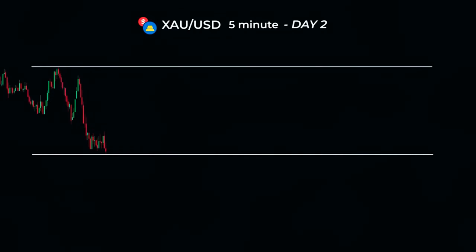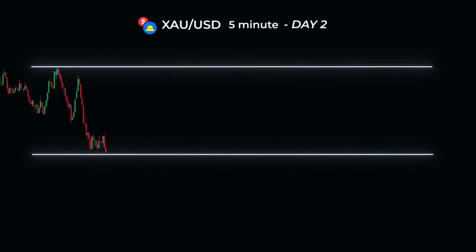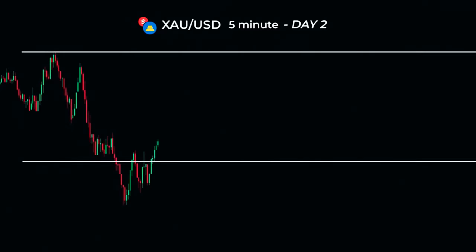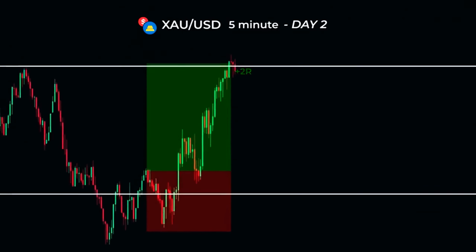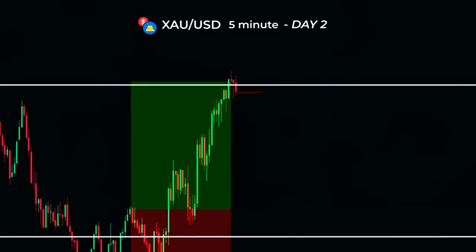Moving on to the next day, we had the 4-hour range marked. Price broke below the range low, then re-entered, which gave a long setup. Stop loss is set at the lows, take profit at 2 times risk. And price hits the target, so that's a 2R gain. Shortly after, price re-entered the range high, giving us a short setup. Stop loss at the highs, take profit at 2 times risk. Price hits the take profit once again, another 2R gain.